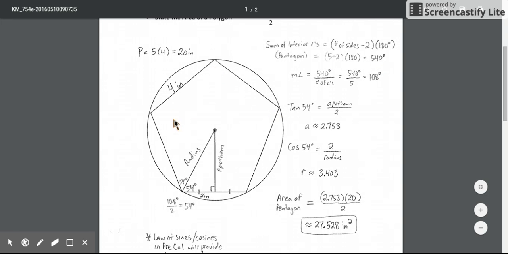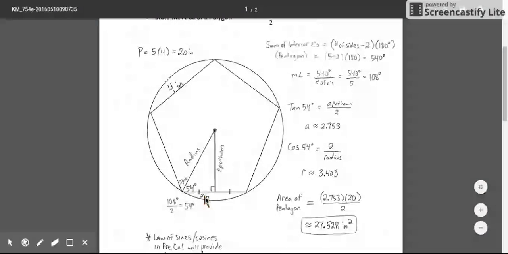They're all equal angles because it's a regular pentagon. So if we divide that total by the number of angles, that'll tell us how much each angle measures. So 540 divided by 5, the number of angles, tells us that each angle is measuring 108 degrees. So if this vertex angle right here is a total of 108 degrees and this radius bisects it, 108 divided by 2 gives us 2 angles that measure 54 degrees. So now we know one of the angles inside our right triangle.